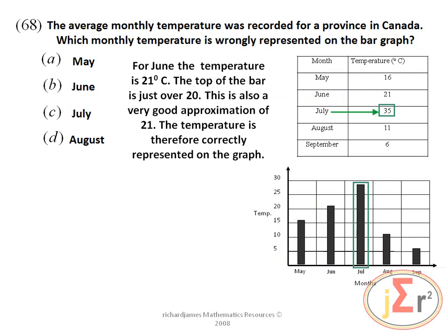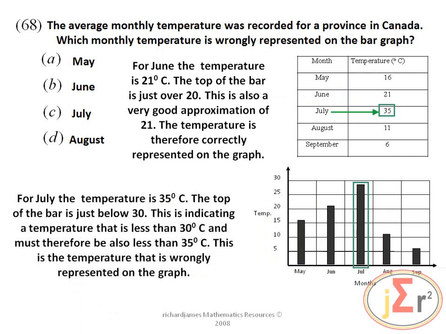July. For July, the temperature is 35 degrees. The top of the bar is just below 30 degrees. This is indicating a temperature that is less than 30 degrees. But what do we have here? 35 degrees. So we have 35 degrees here, and we have the bar below 30 degrees. So what do we know? If it is less than 30 degrees, it is also less than 35 degrees. This is the temperature that is wrongly represented on the graph. The correct answer is therefore option C.